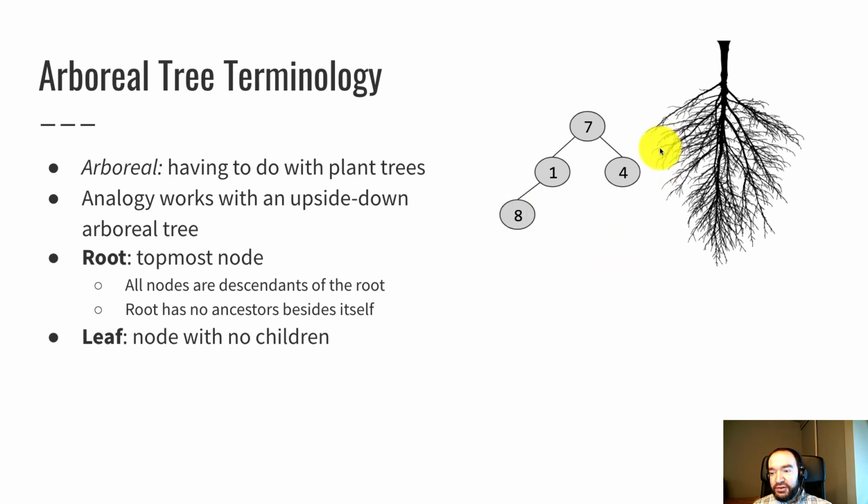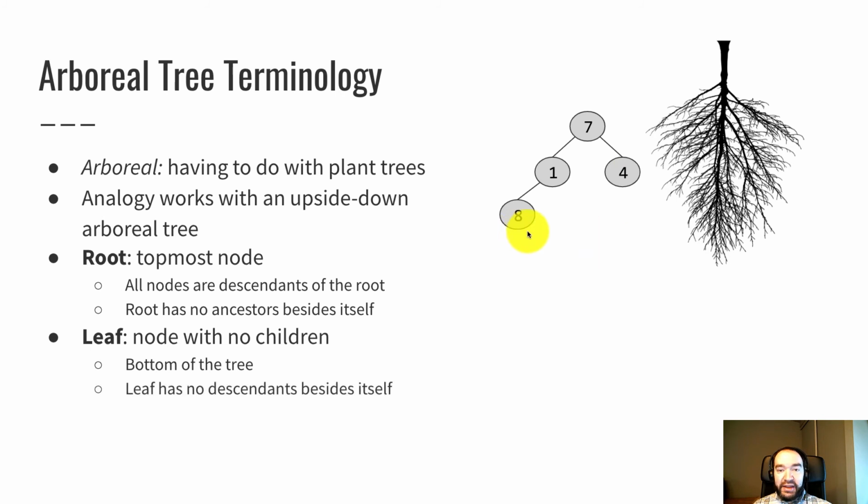A leaf is at the bottom. In a real arboreal tree, the leaves would be at the high tips of the branches, but since we flipped it upside down, the leaves are at the bottom. They're the border between the tree and the nothingness below them. So a leaf node is a node with no children at all. So 8 is a leaf and 4 is a leaf because there's no nodes below 8 or 4. So the leaf nodes are the bottom of the tree. There's nowhere else to go below the leaves.